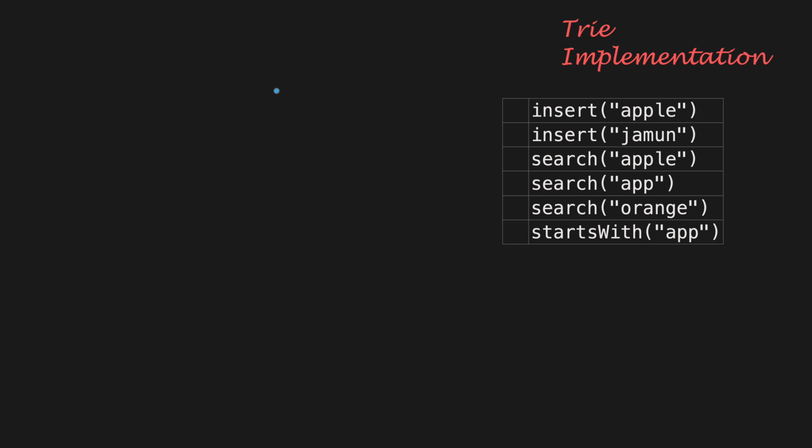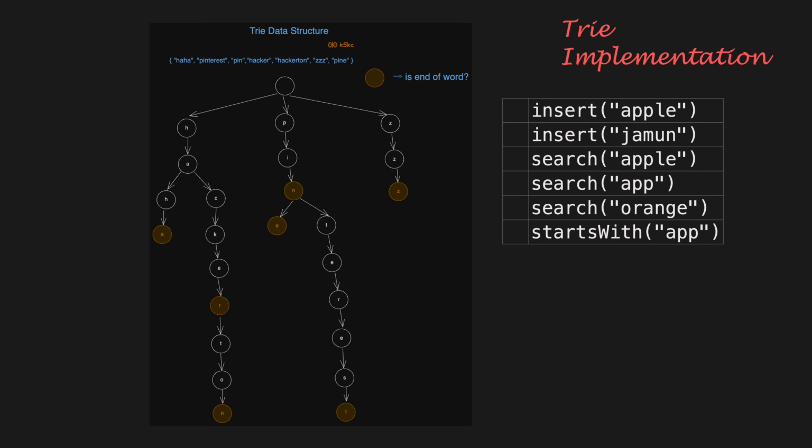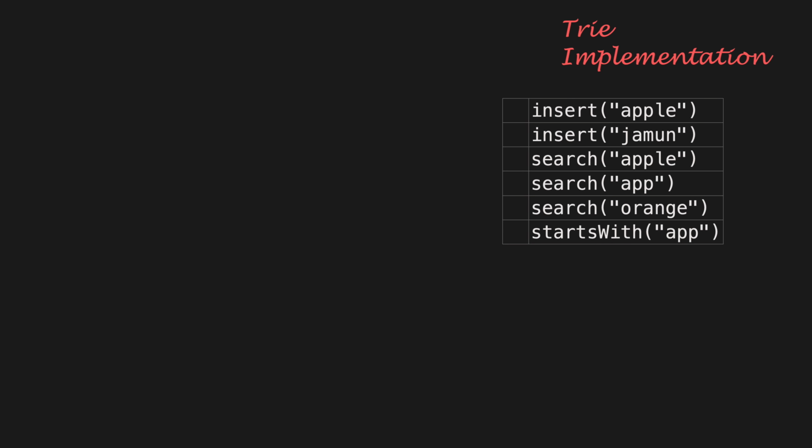Now let's see how we can implement a trie. A trie is a tree-like data structure where each node represents a single character and a path from the root downwards forms a prefix. First, we initialize a trie where we create an empty root node. It is just the starting point for all the words.